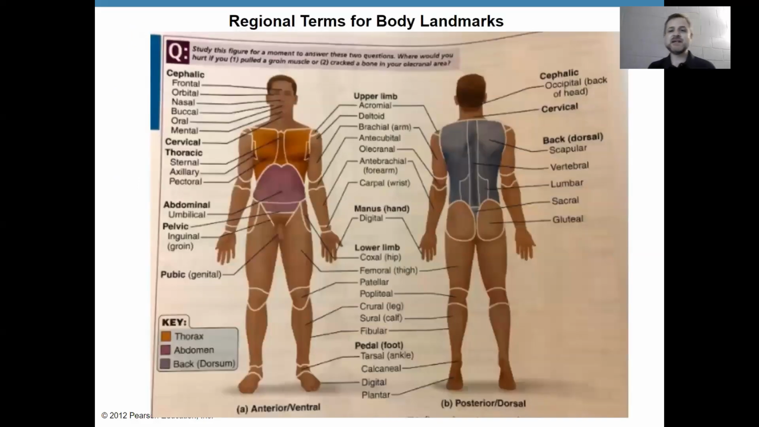So this is a diagram from your book, and you need to know what all of these terms mean. All right, and this is a lot. So you're going to want to spend some time with this diagram. Let's go through them briefly together.